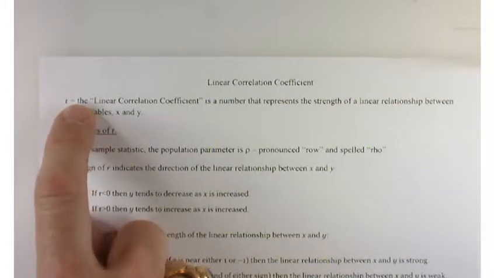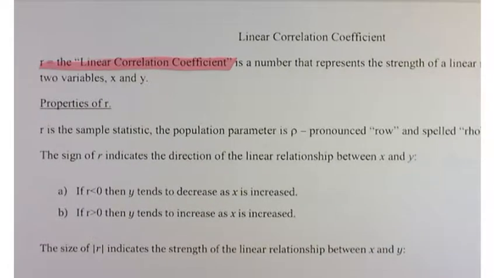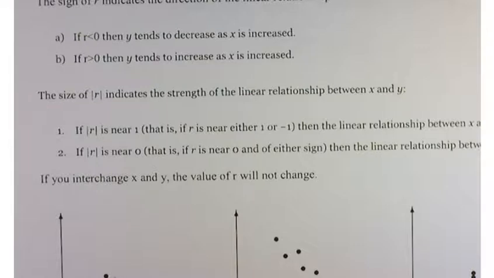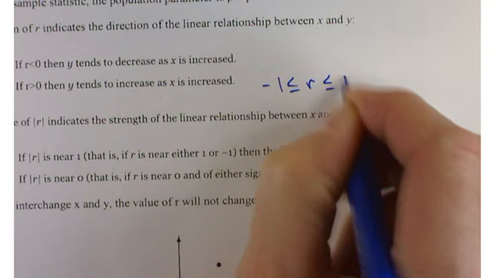We use the letter R to denote the linear correlation coefficient. Big fancy word, but really it just represents the strength of a linear relationship. How good, either in a positive or negative sense, is your linear relationship. Now the value of R can go between 1 and -1. Let's write that down for ourselves here: -1 is less than or equal to R is less than or equal to 1.